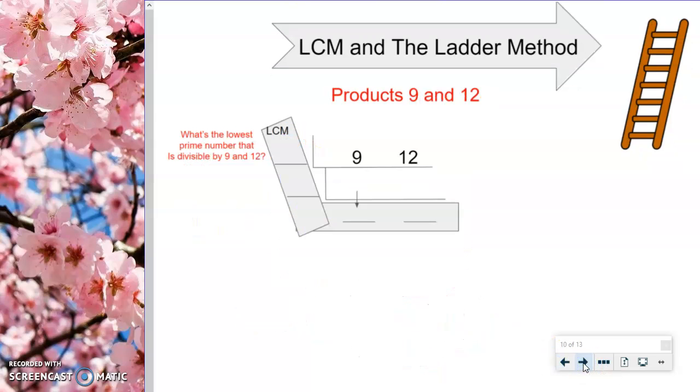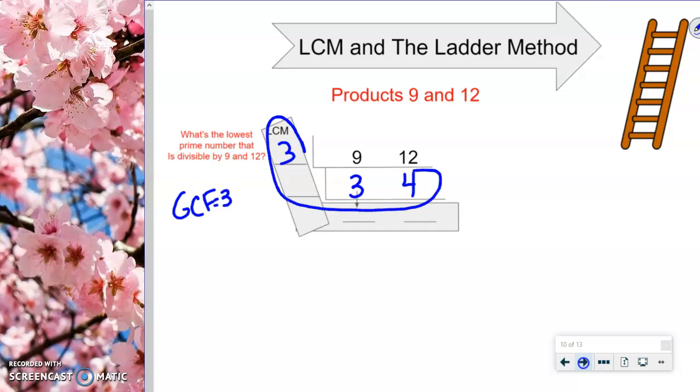So one more example for least common multiple. I want to find the least common multiple of 9 and 12. So I think, what can I divide out of both 9 and 12? And right away 3 pops into my head. So 9 divided by 3 leaves me with 3. 12 divided by 3 leaves me with 4. Well, 3 and 4, there's nothing I can divide out of each of those, so my greatest common factor would be 3. But to find my LCM, I need to multiply those numbers together.